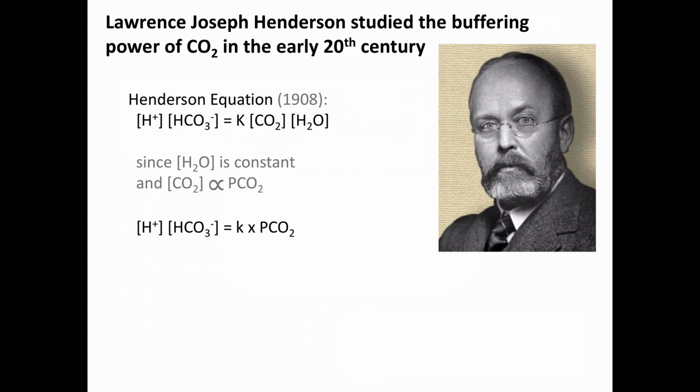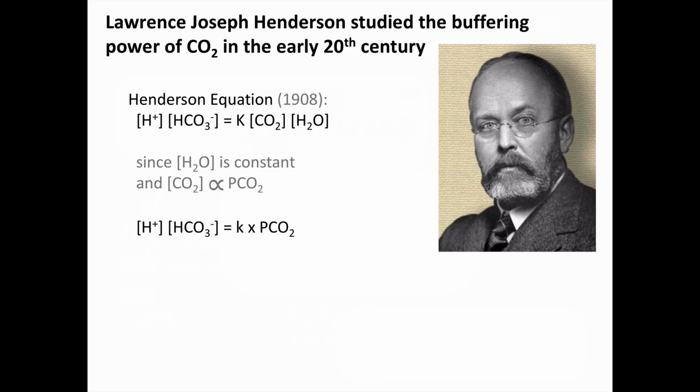Henderson took the equation that defines Ka, and for the case where the acid is CO2, he rearranged it to yield the Henderson equation, where the concentration of H+ times bicarbonate equals a constant, K, times the carbon dioxide concentration multiplied by the concentration of water. This is just a slight variation of the definition of an equilibrium constant. Since the concentration of water in an aqueous solution is constant, and since the concentration of carbon dioxide in solution is proportional to its partial pressure, the equation can be rearranged to a revised constant multiplied by the partial pressure of CO2.